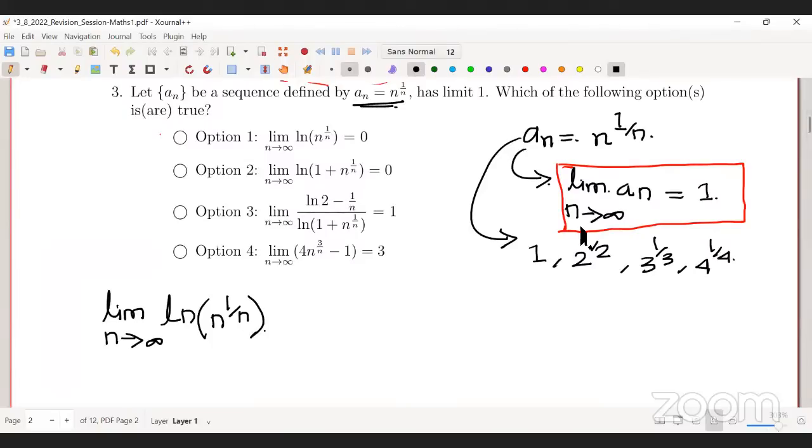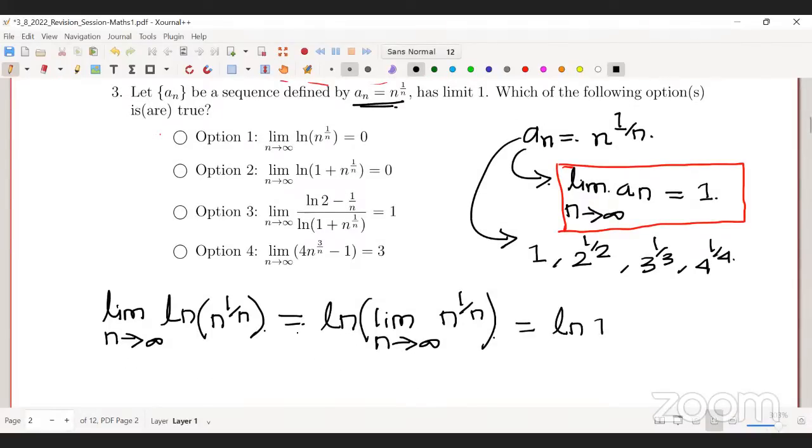The nicer thing about the logarithm function is that you can take the limit inside. So instead of writing this, you can write ln of the limit as n tends to infinity of n power 1 by n. From the given information, you know that the limit of this sequence is 1. So finally you have ln of 1, which is 0. So that means option 1 is correct. And what about the second option?